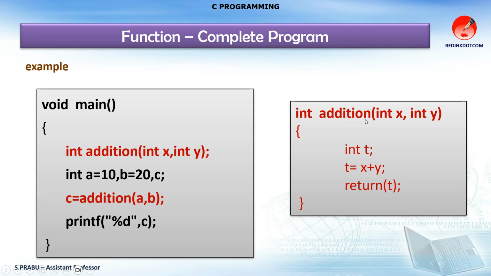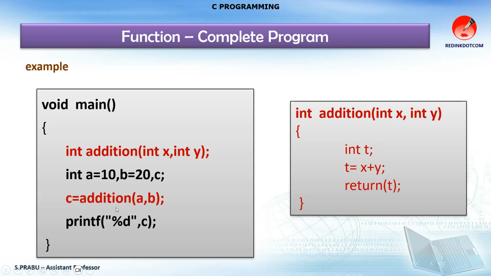Function name is addition. We want to add two numbers, so this function accepts two values. Inside the function definition, the function body tells what the actual code is. We want to add these two numbers, so I can create one temporary variable. The temporary variable holds the result of the addition, and I return that variable.